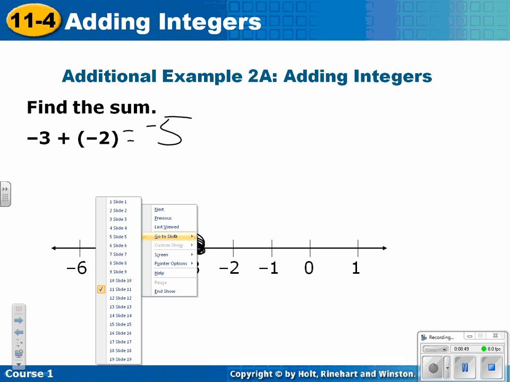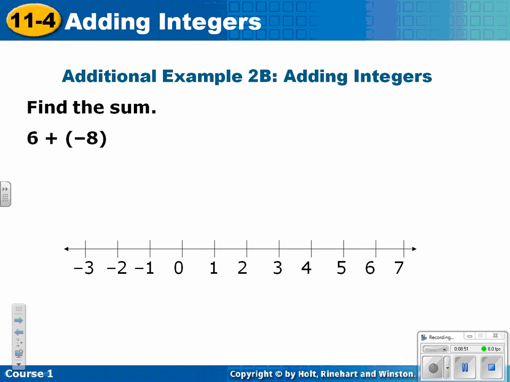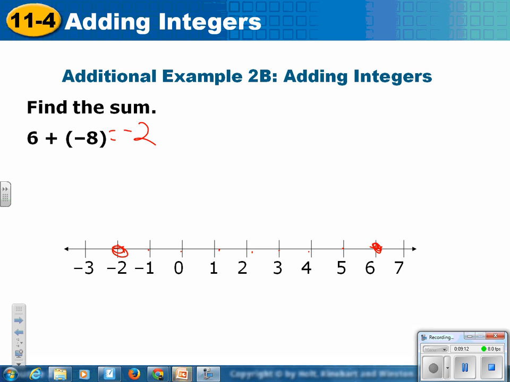You guys try the next one. Okay, so on this problem, you put your finger on 6, and plus a minus means I'm going to move to the left, and I'm going to move to the left 8. So I go 1, 2, 3, 4, 5, 6, 7, 8. That's where I end up. -2 equals -2. All right?